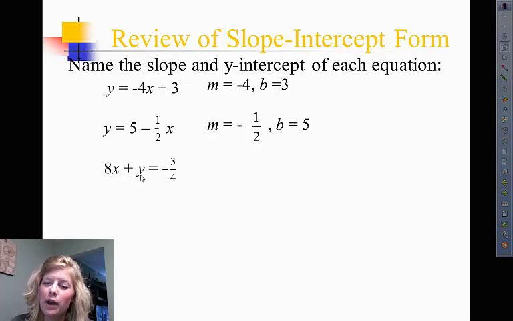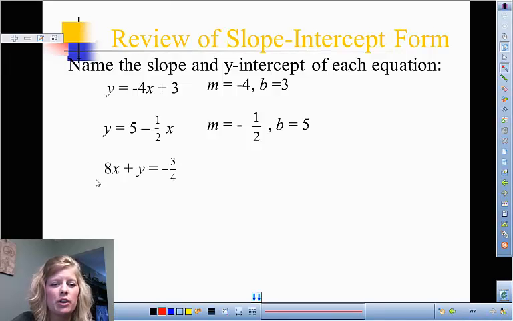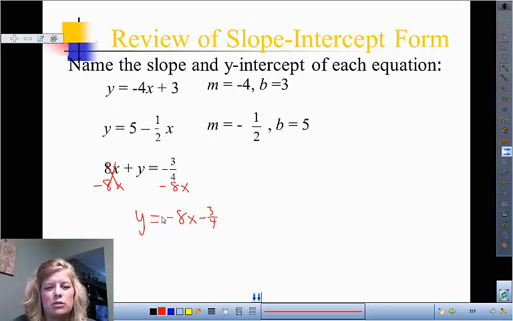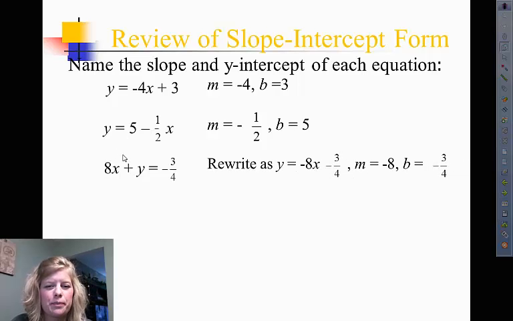Now it's not written in the y equals mx plus b format, is it? So you need to rewrite it. Well, how are you going to rewrite it? Move 8x to the other side. It's being added, so subtract it. When that happens, we have y equals negative 8x minus 3/4. So negative 8 is my slope, and negative 3/4 is my y-intercept.